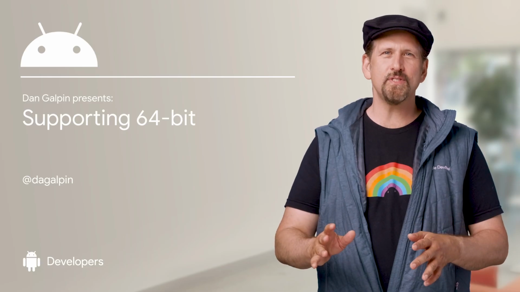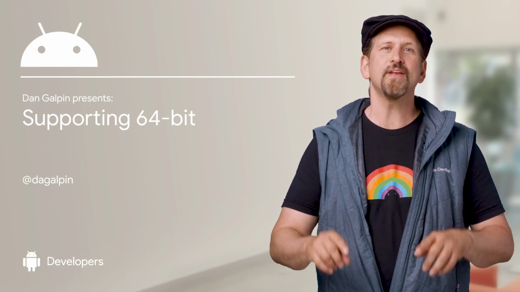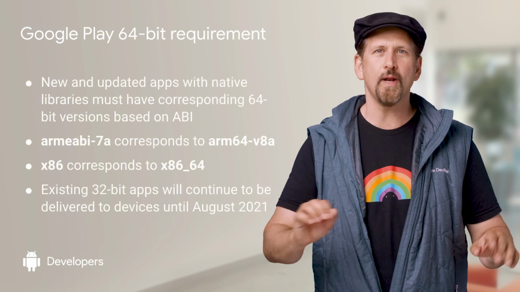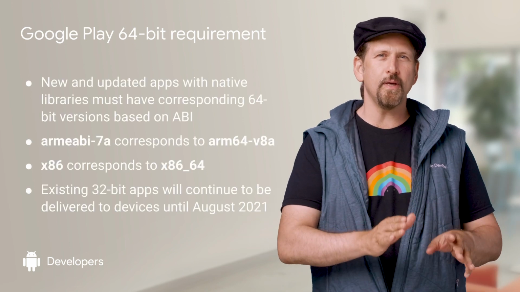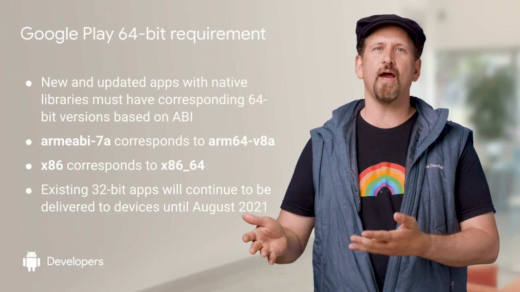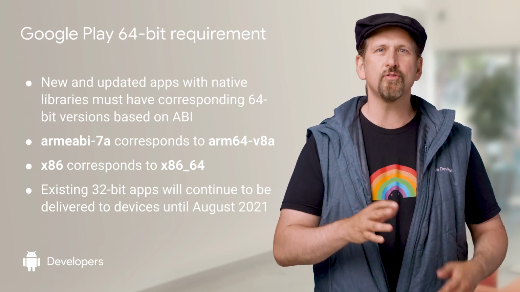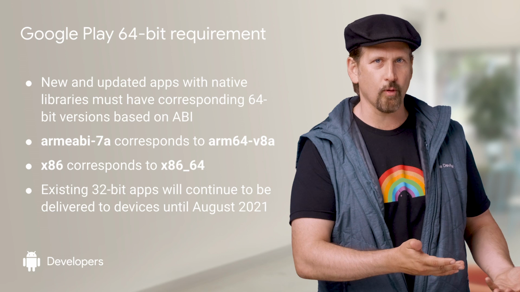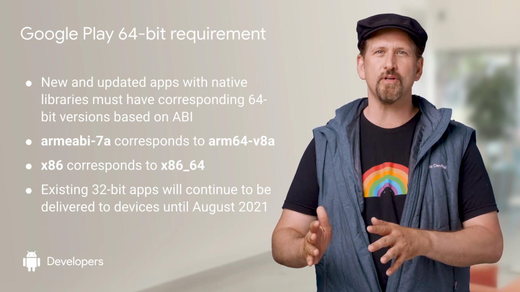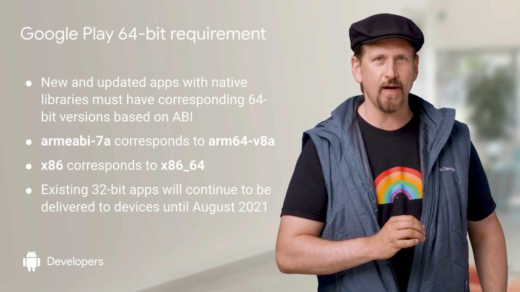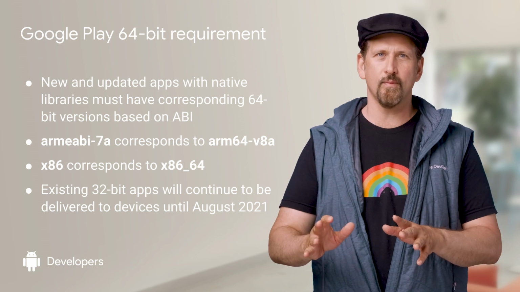Back in 2017, Google Play announced that in August of this year, all new and updated apps that include 32-bit native libraries must provide corresponding 64-bit versions. Providing 64-bit versions of native code generally improves app performance, makes way for future innovation, and sets your app up to work with devices with 64-bit only hardware.